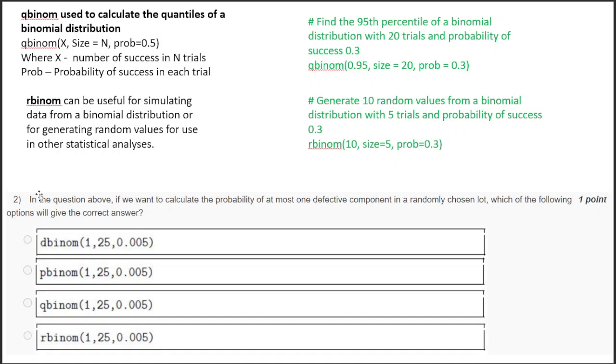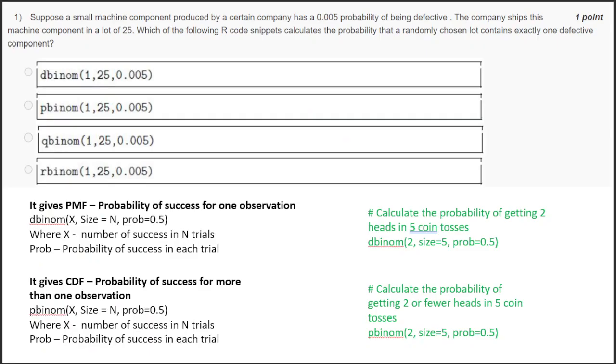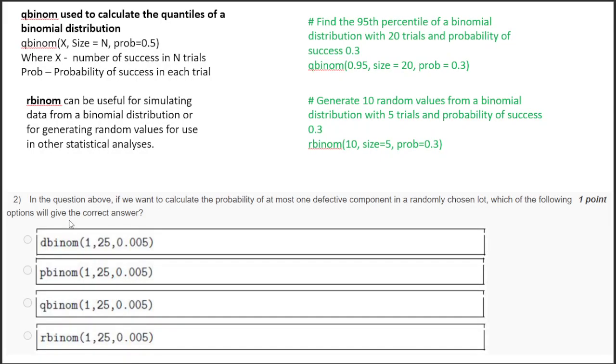Okay, so coming back to question number 1, what could be the answer? Here they are asking exactly one defective, which means we need only the probability of getting one defect. That time, as we discussed, dbinom is the proper code for this syntax to get the desired result. But in case of question number 2, if you want to calculate the probability of at most one defective component, which means it can have less than one also in a randomly chosen lot, at that time we can use the cumulative distribution function pbinom.